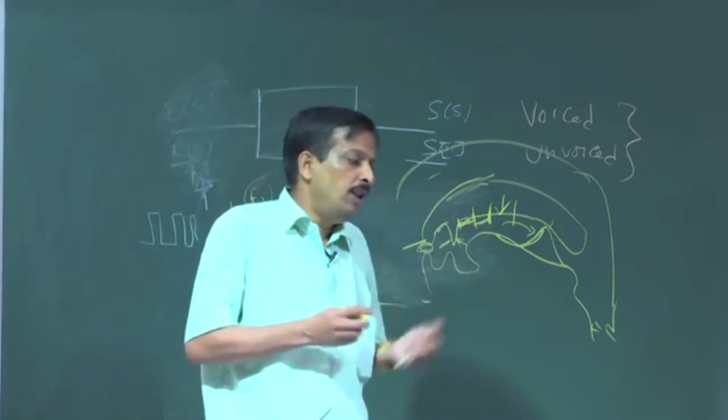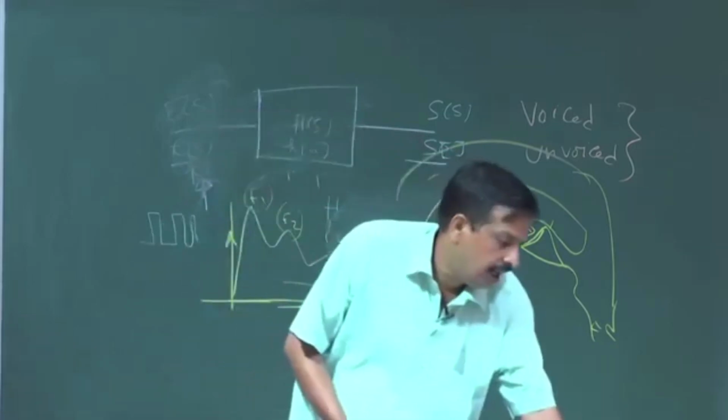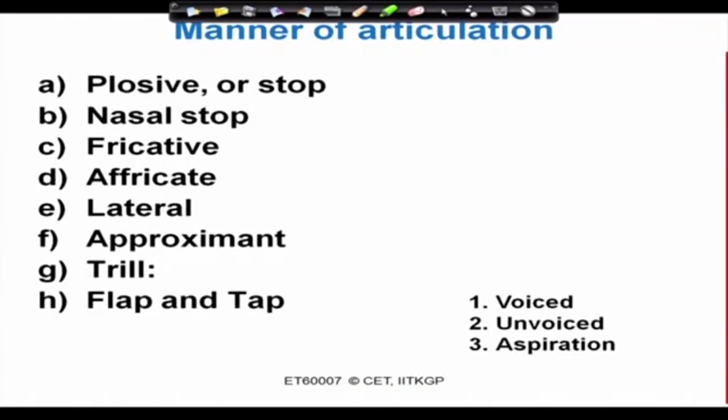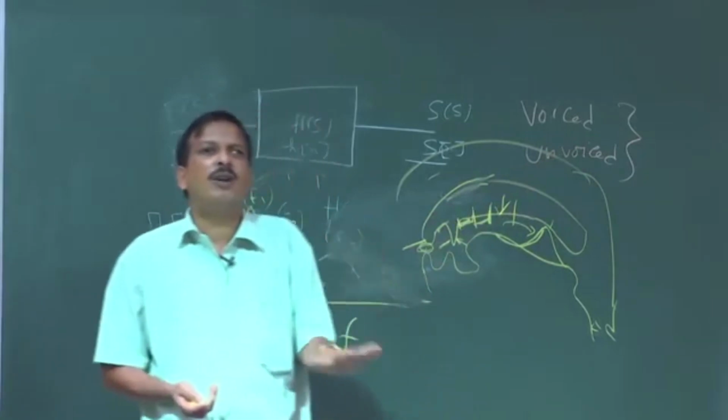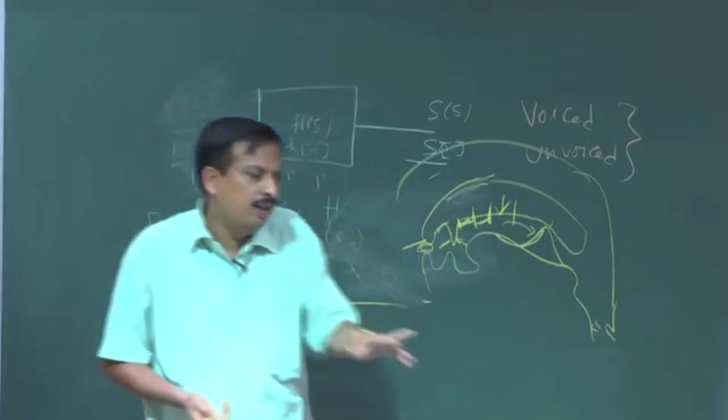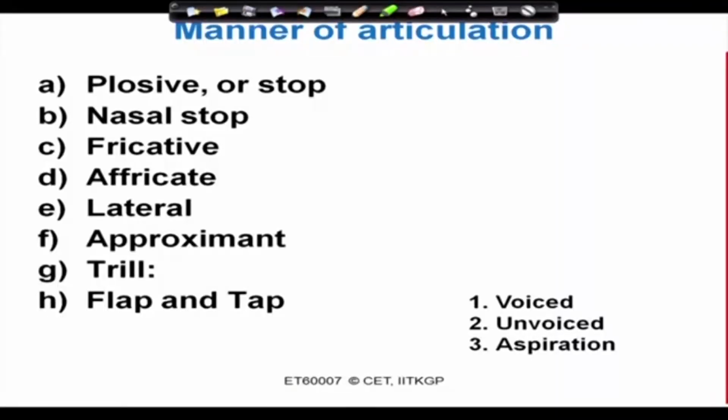Okay. Now, if I go to the manner of articulation, as I described, depending on the source, the glottis has two manners: either it is voiced or unvoiced, or aspiration is there. So voiced, unvoiced and aspiration may be there. These three are the source, and there is another manner of articulation, which is called plosive or stop, nasal stop, fricative, lateral, approximant, trill, flap or tap.